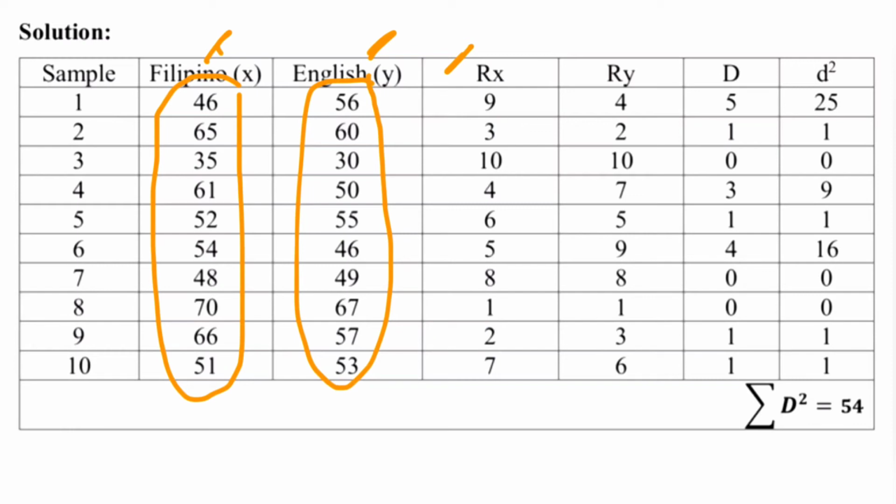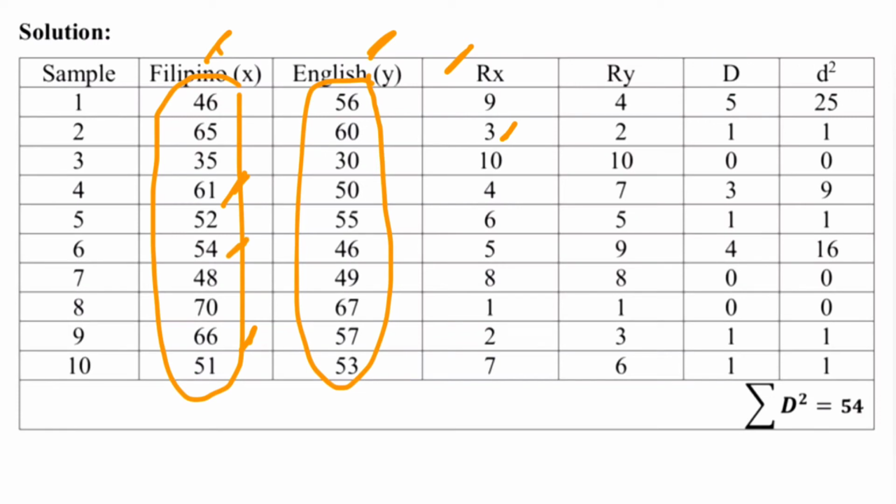After the 70, next to it is 66. Therefore, it is the second. Okay? 66 is the second. Next, we have 65, which came next. That is why that is the third. Fourth is 61. Okay? Fourth. And then, our fifth is 54.